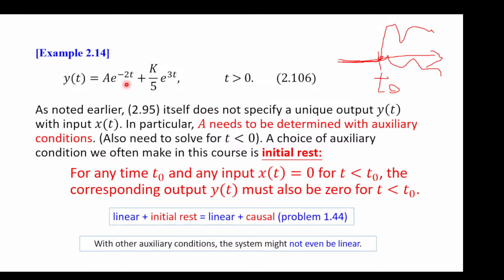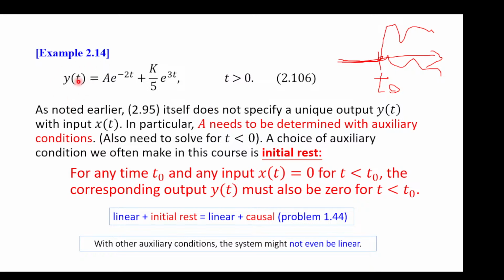And as we said in the beginning, with just a differential equation and just the input, you cannot have a unique y. So y has a lot of freedom here. You see that we have a here that can be whatever. And also when t is less than 0, we haven't solved for it. So we need to specify what happens when t is less than 0. Anyway, we will choose a way to have our auxiliary condition. We need to put more restriction on our y of t.